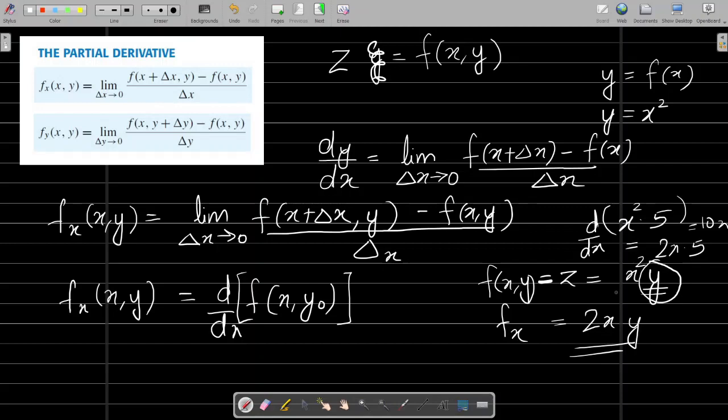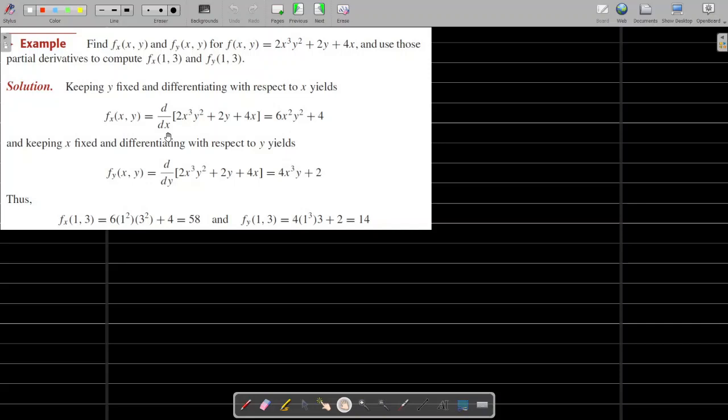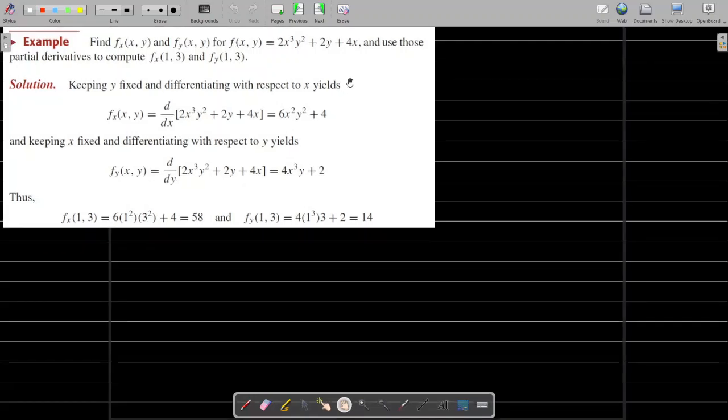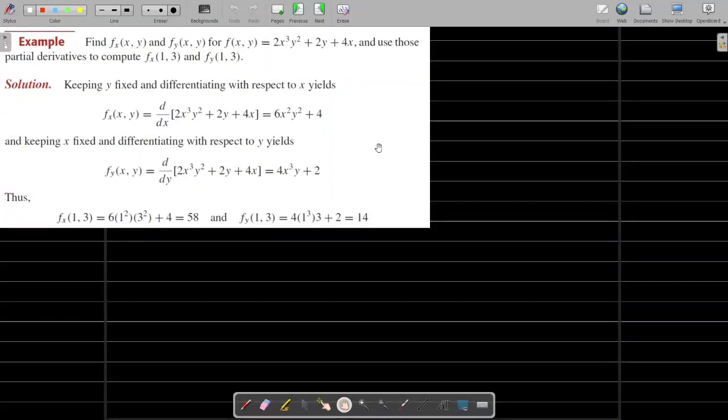Now similarly f_y of x, y, when I'm taking f_y of x, y, it is defined as a limit like this: f of x comma y plus delta y minus f of x, y, by delta y. So what is the rate of change of f when we are having small increments of y? Now we will move on to some examples of how to evaluate such derivatives, and then we will move on to other topics.